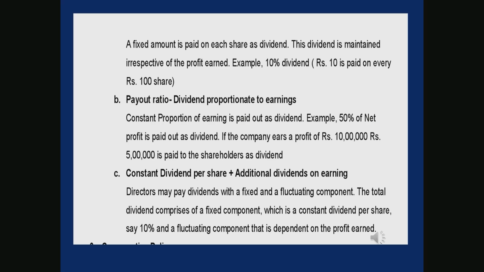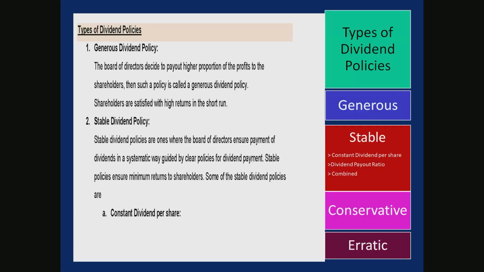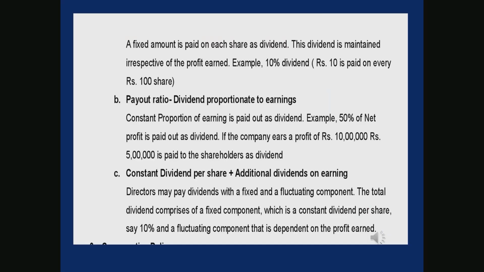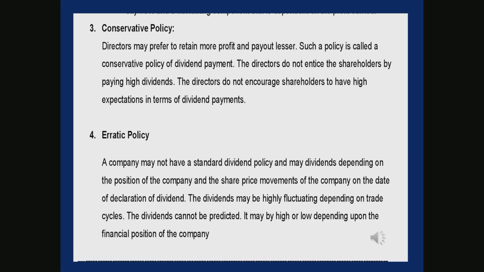All these come under your stable dividend policy: constant dividend per share, payout ratio and constant dividend per share plus additional dividends on earnings. Conservative policy, where the company decides to pay lesser in spite of having good profits. So conservative policy is followed where they want to hold control.